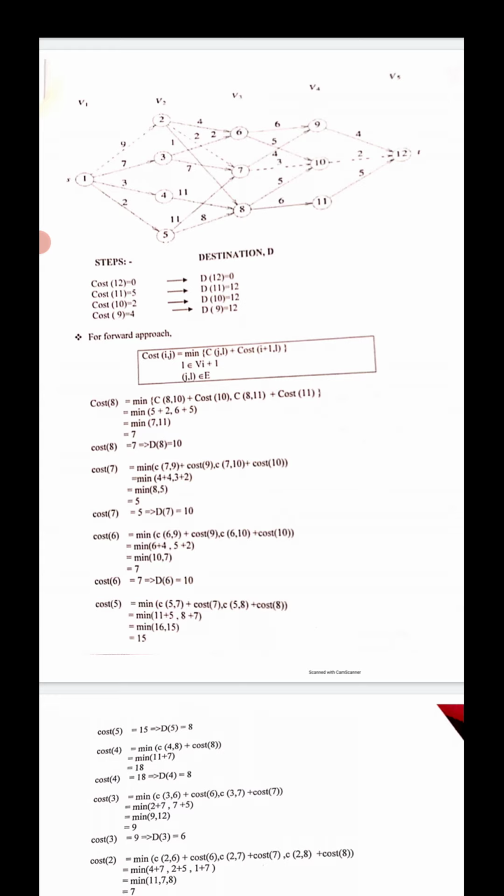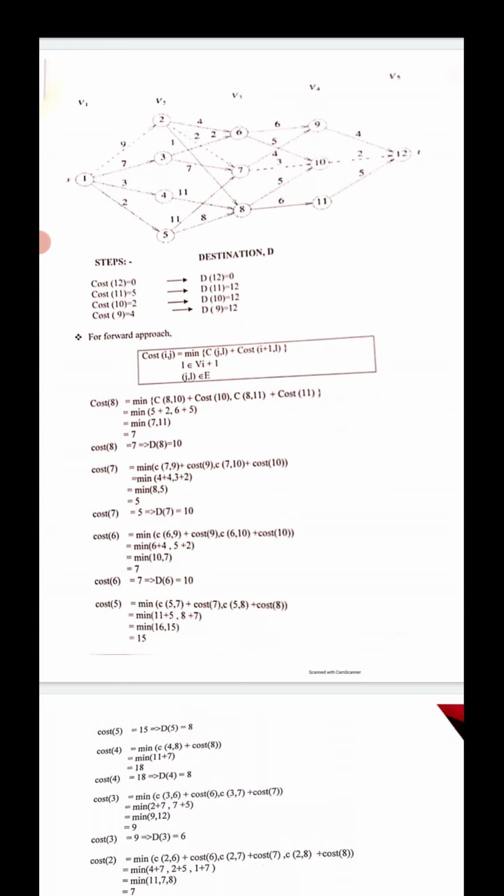Now we have to calculate destination of 6. Destination of 6, where will it go? 6 will go to the 9th node and 6 will go to the 10th node. Which one is optimal? 5 is optimal. Then destination of 6 will be assigned to 10. Okay, up to now, have you understood?